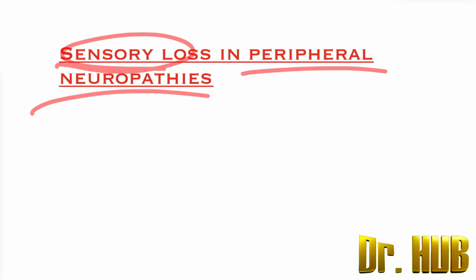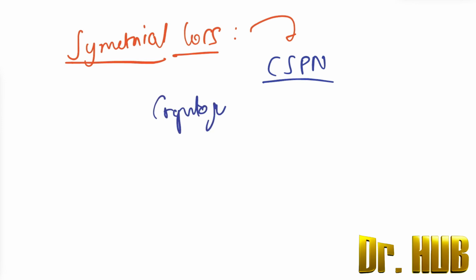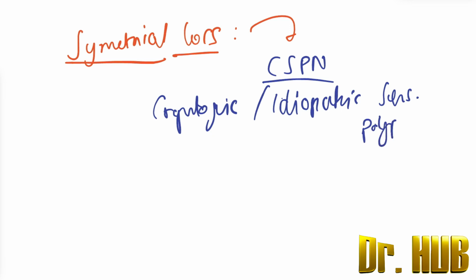Sensory loss in case of peripheral neuropathies. First let's look at the symmetric loss and then the asymmetric loss. So here in symmetrical loss, it includes a cryptogenic idiopathic sensory polyneuropathy. CSPN stands for the cryptogenic as well as the idiopathic sensory polyneuropathy.